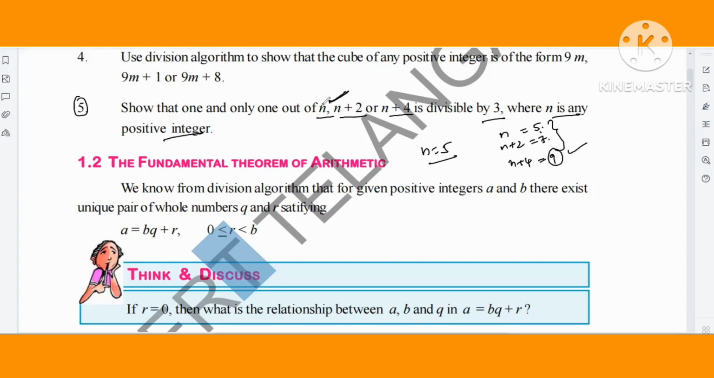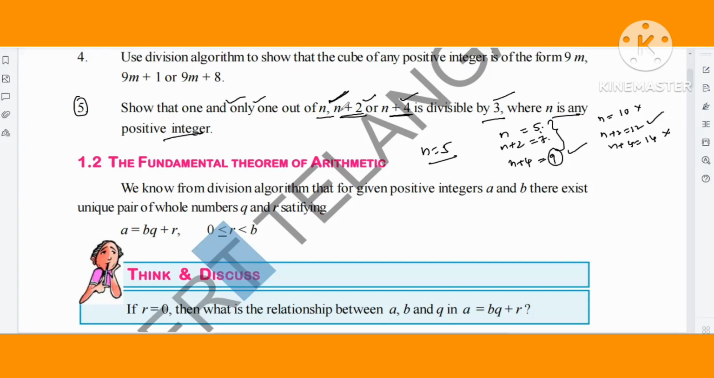So what is given? Show that one and only one out of n or n plus 2 or n plus 4 is divisible by 3. So either n is divisible by 3, or n plus 2 is divisible by 3, or n plus 4 is divisible by 3. Let's take some other number, n equal 10. Then n plus 2 is 12, and n plus 4 is 14. Now you know that 10 is not divisible by 3, and 14 is not divisible by 3, and 12 is divisible by 3. I think you understood that.